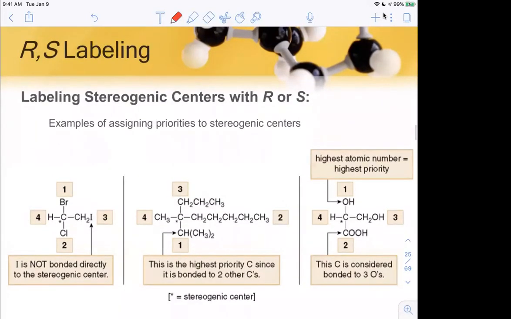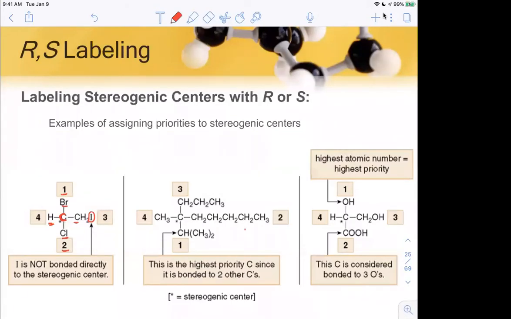So here's some examples. I'm going to assign priority. Here's my stereogenic center. I have bromine, carbon, chlorine, and hydrogen. This iodine is not bonded directly to my chiral center, so it doesn't actually count. Highest priority is the bromine. Second highest priority is the chlorine. Third highest priority is the carbon, and then fourth is the hydrogen.